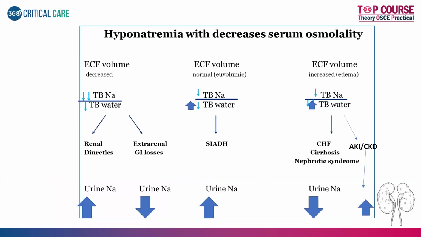That is, when the ECF volume is decreased, the total body sodium is also decreased and total body water is also decreased. That is usually due to two reasons. That can be renal causes or extra-renal causes. In the renal causes, usually whenever it is present, the urinary sodium value will be more than 20. Okay, so whenever you have this, you should think of causes like diuretics, mineralocorticoid deficiency, salt-losing enteropathy, or else sometimes even osmotic diuresis.